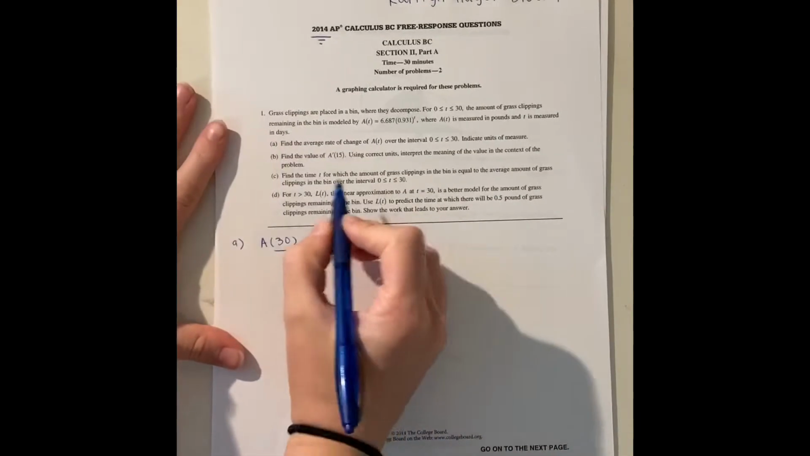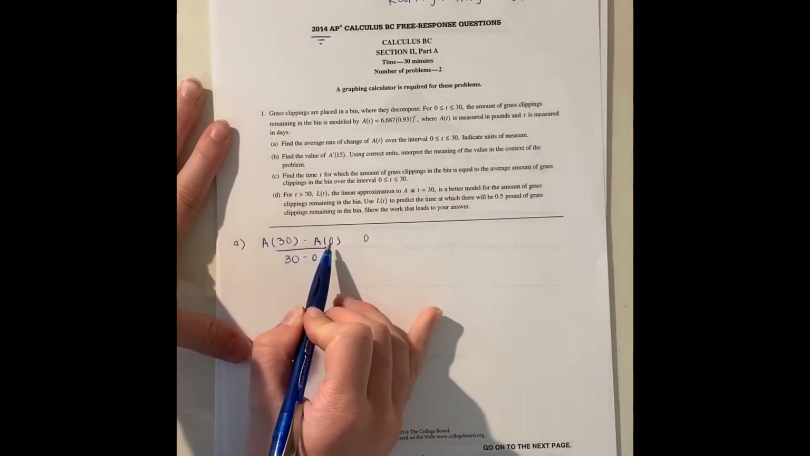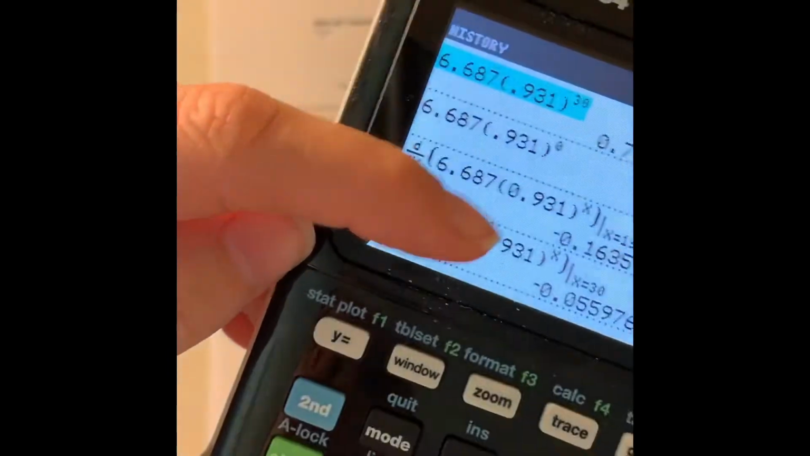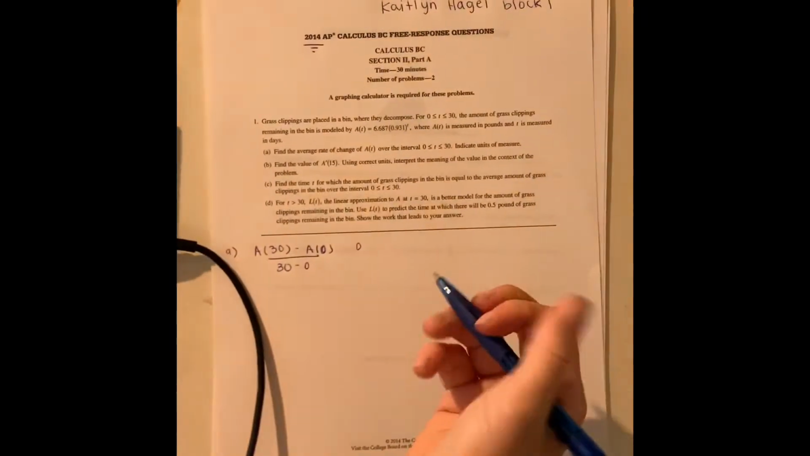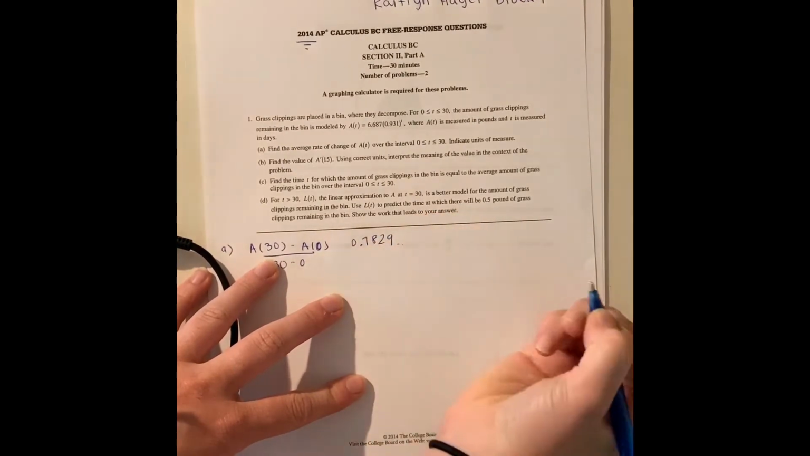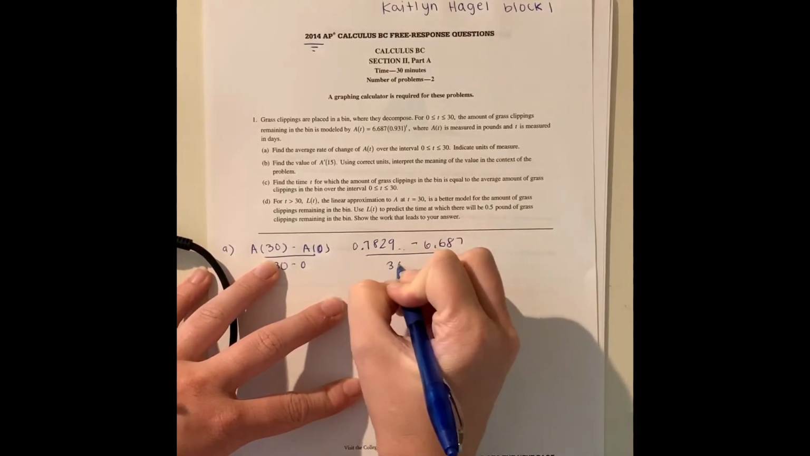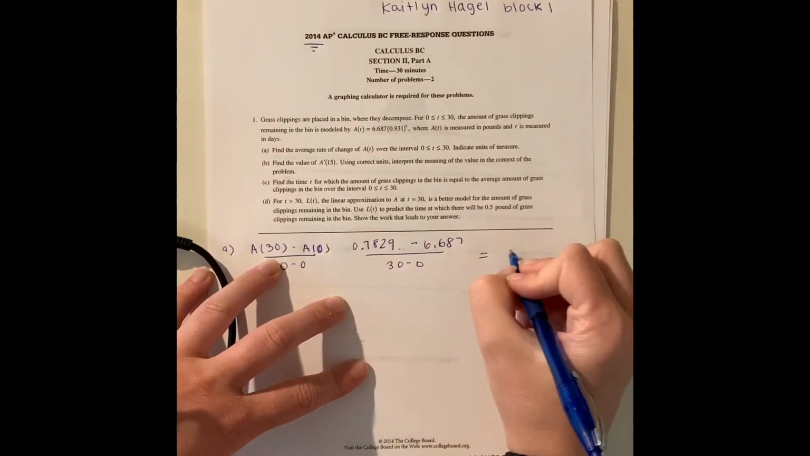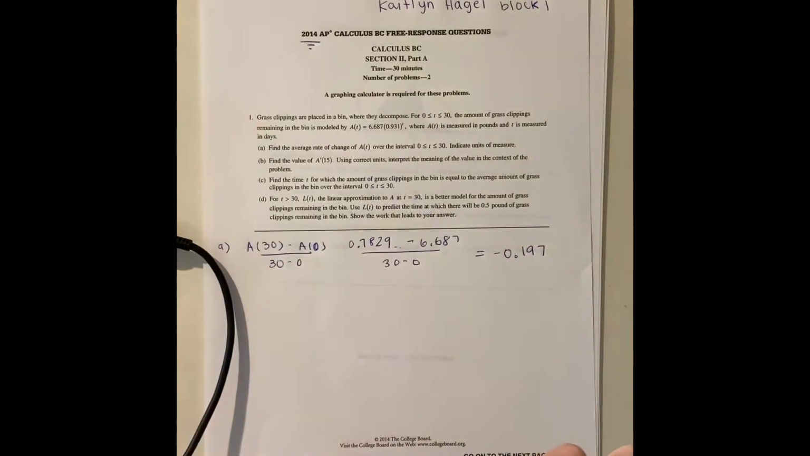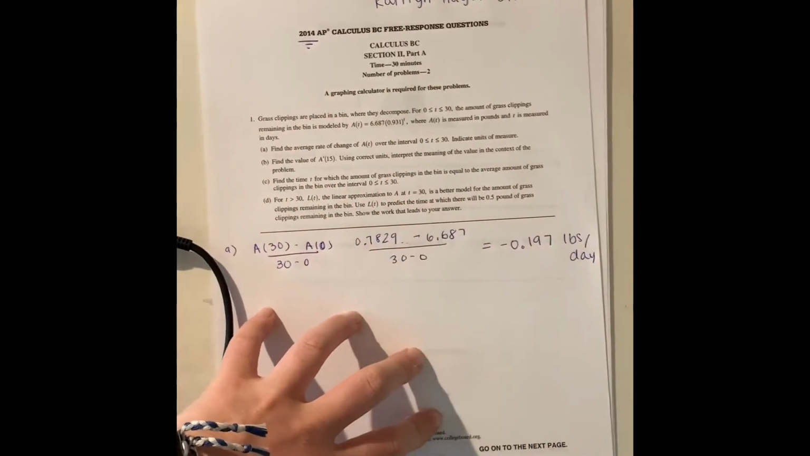So first, part A: find the average rate of change of A of t over the interval 0 to 30, and indicate the units of measure. We do A of 30 minus A of 0 over 30 minus 0. I plugged it into my calculator, and I have A of 30 and A of 0, so we have 0.7829, etc. minus 6.687 over 30 minus 0, which then would equal negative 0.197 pounds per day, adding the units from the question.